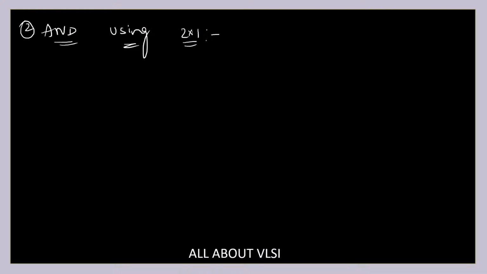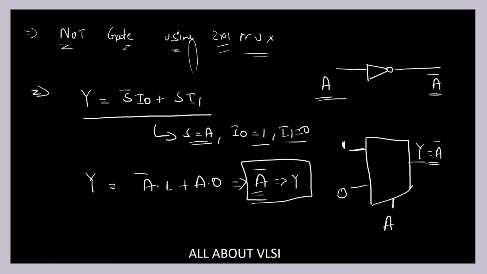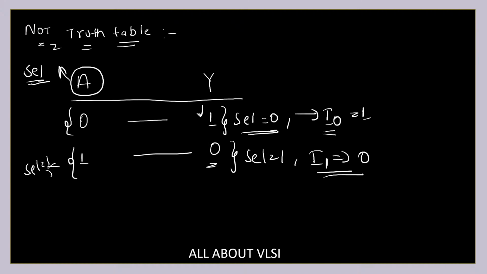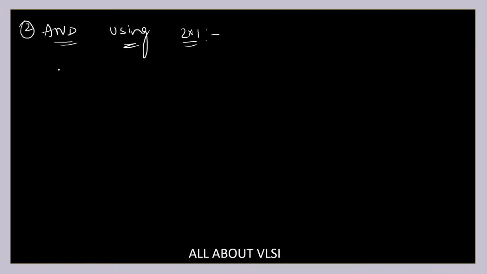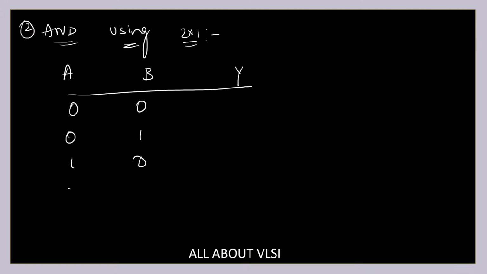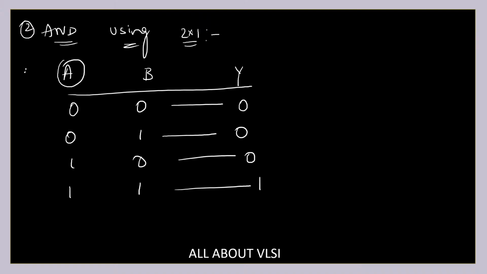Okay, let's see. Using equation, it is going to be a long process. So I'm not going to use my method one, that is my equations. I'm going to use the truth table method for getting my answer. First of all, I come up with the AND gate truth table, which is A, B, and Y. I have 0, 0, 0, 1, 1, 0, and 1. Here I'm going to get my output as 0, 0, 0, and 1. And I'm going to consider A as my select line.